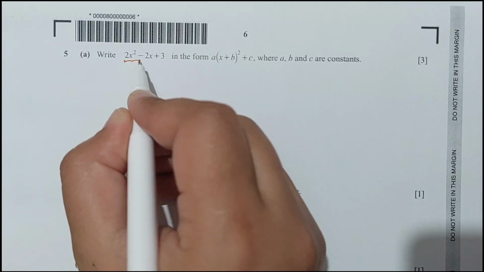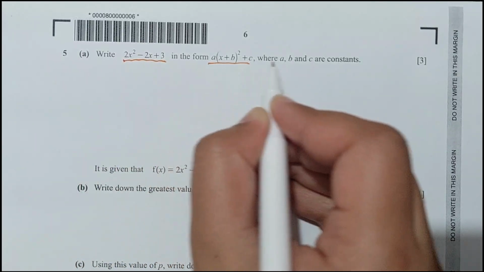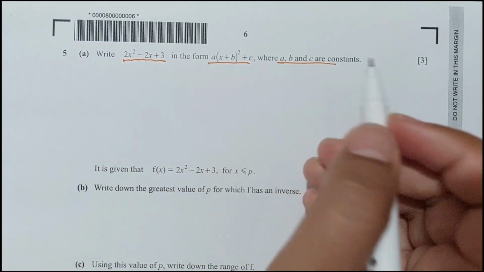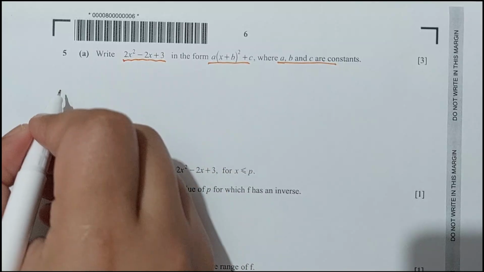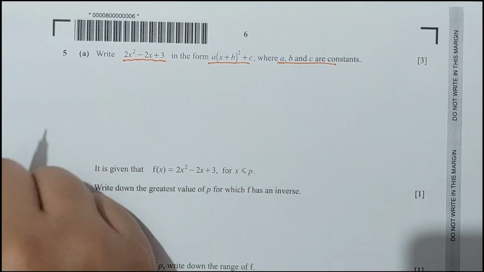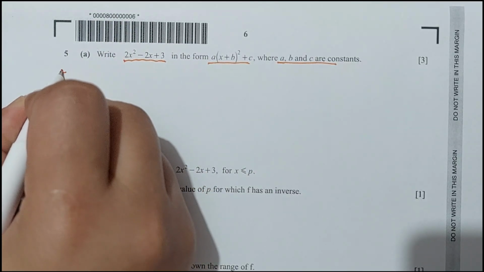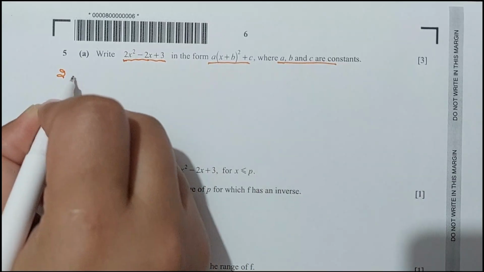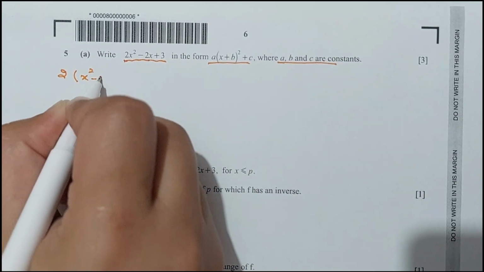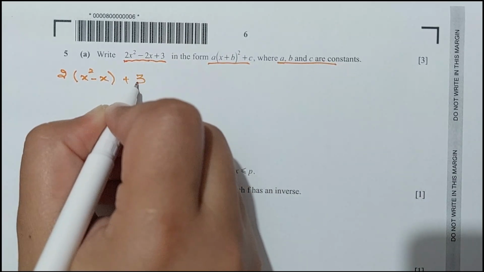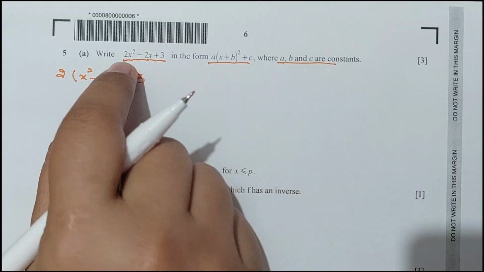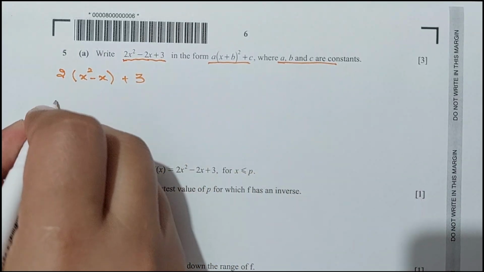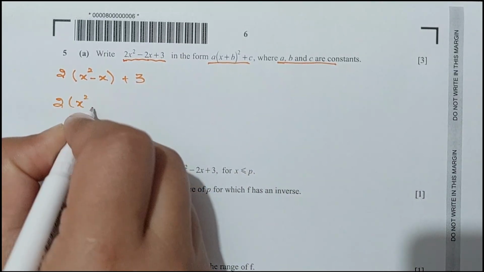Question number 5, part A. Write the standard form of a quadratic equation in this form where a, b, and c are constants. Okay, so whenever you have to convert the standard form to vertex form, you have to take the coefficient of x square common from the first and the second term. This would be x square minus x plus 3 is outside. The coefficient of x square is 2. Take it common from the first and the second term. Now we have 2 into x square minus x.